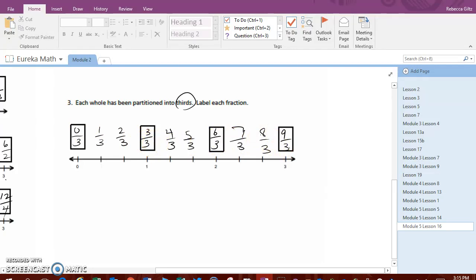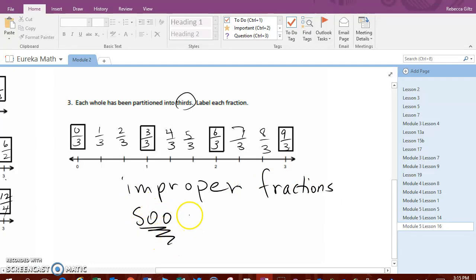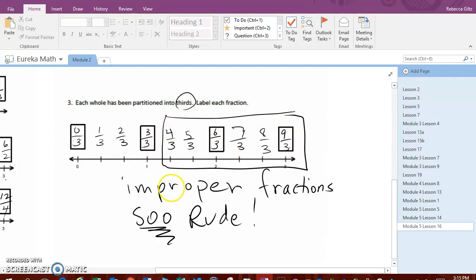Okay. So again, this lesson was all about creating fractions that are bigger than one whole. And what we call those are improper fractions. They're so rude to have a higher number on the top than they do on the bottom. So once you get past 3/3, these are all improper fractions because the numerator is bigger than the denominator.